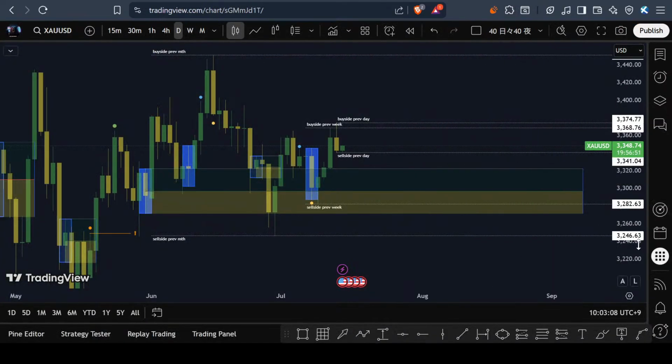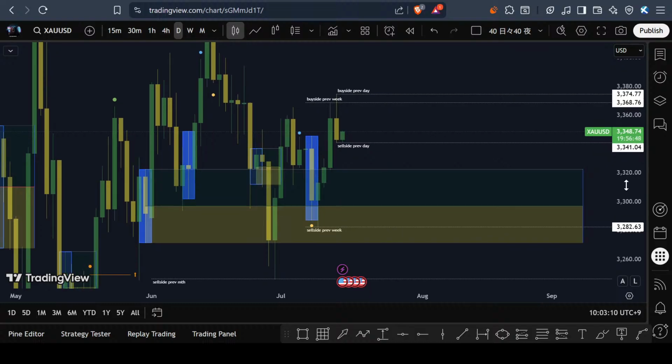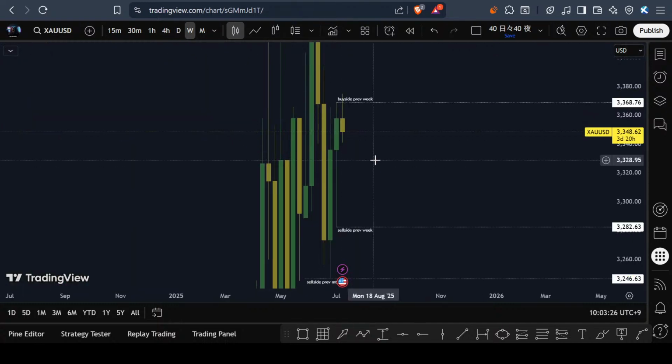Alright, let's look at this. Let's do this top-down analysis. Before I go ahead and do top-down analysis, I usually mark the previous day high and previous day low, which is indicated by the buy side and the sell side liquidity. On the weekly also, I've marked the previous week high and previous week low, which is indicated by the buy side and the sell side liquidity.